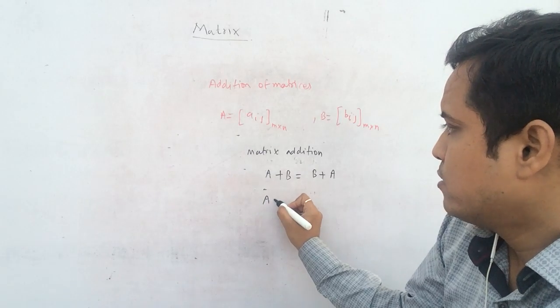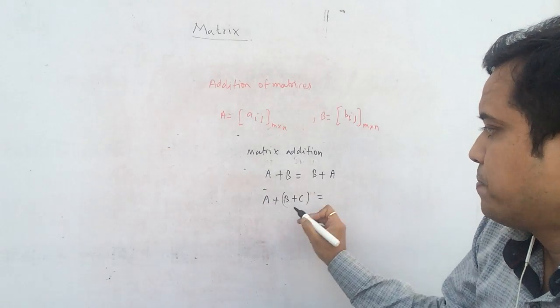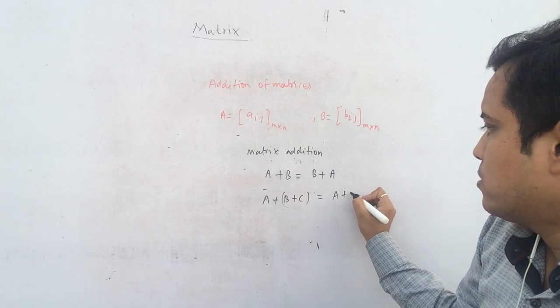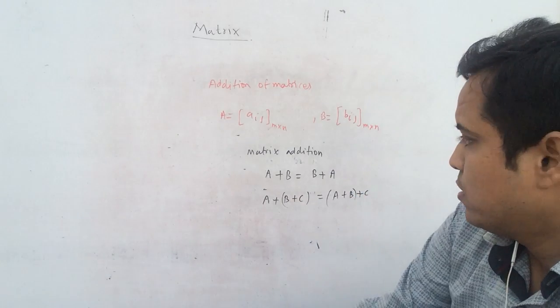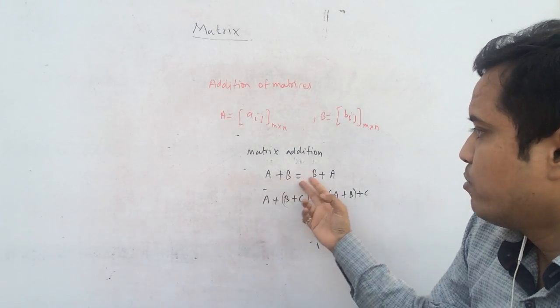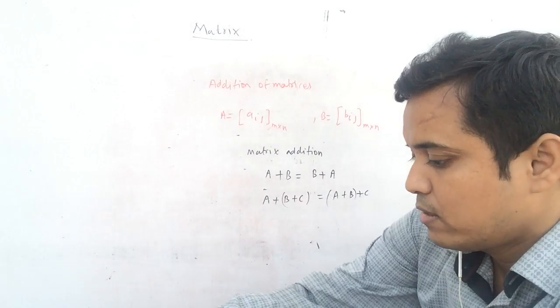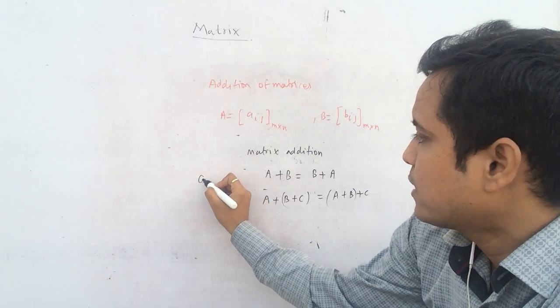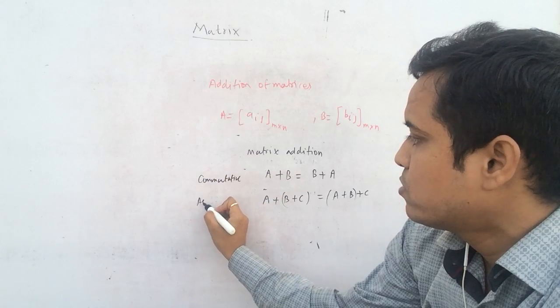Associative, yes, it is also associative. A plus B plus C: if you place the bracket in the first position, it means you can place the bracket here too. So matrix addition is commutative and matrix addition is associative, and I can write here: commutative, associative.